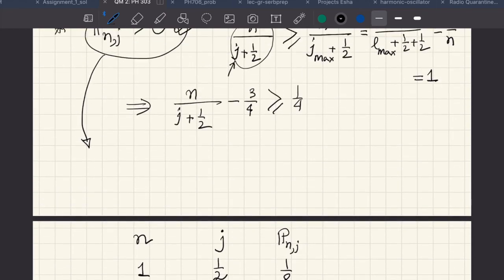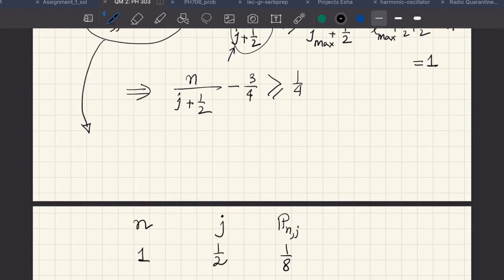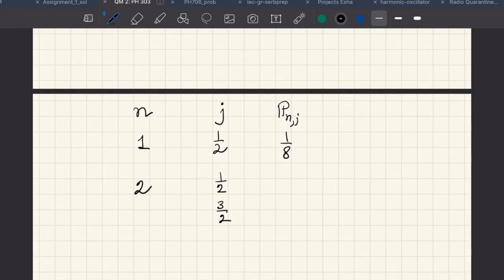Now if j is equal to 1/2, what is P and J? J is equal to 1/2 here, and n we have said is equal to 2, so 2 to the power 4 is already there. J equal to 1/2 means 1/2 plus 1/2 is equal to 1. So this is 2 minus 3/4, and then this is 1/128. So this is 5/128. Similarly, if you calculate for 3/2, it will turn out to be 1/128.